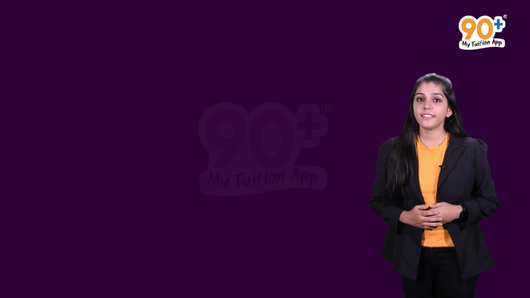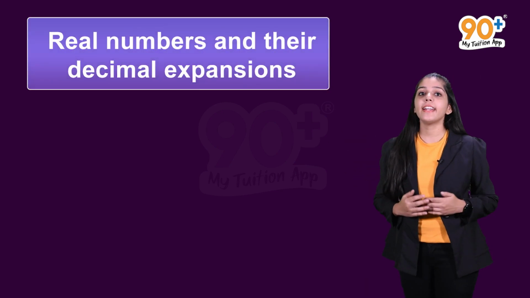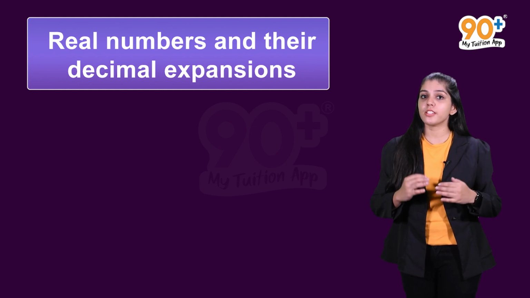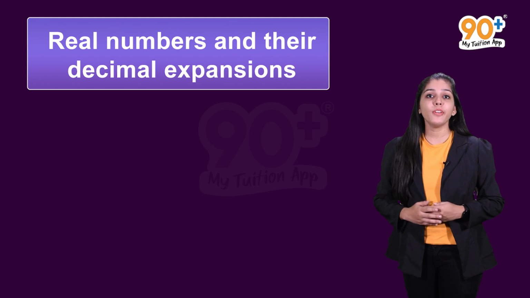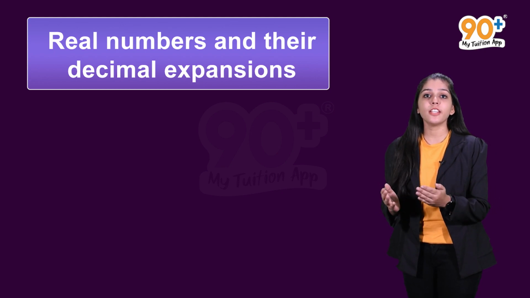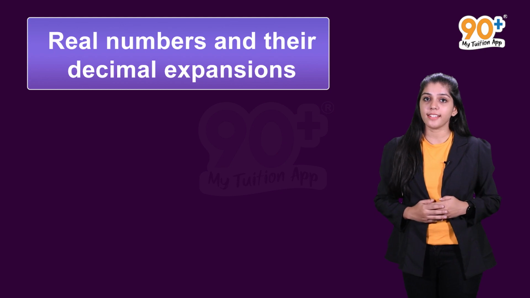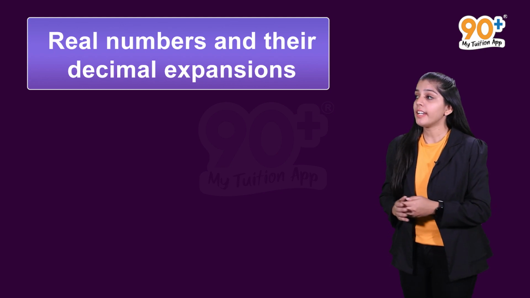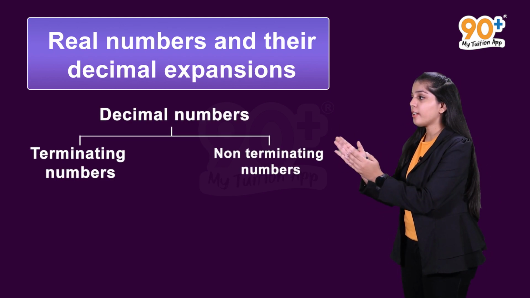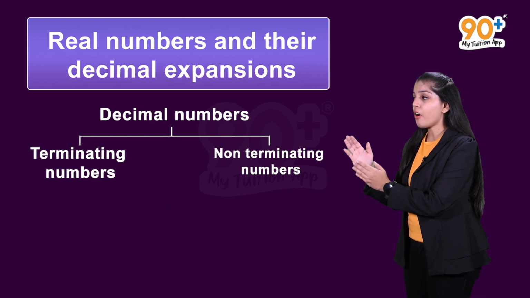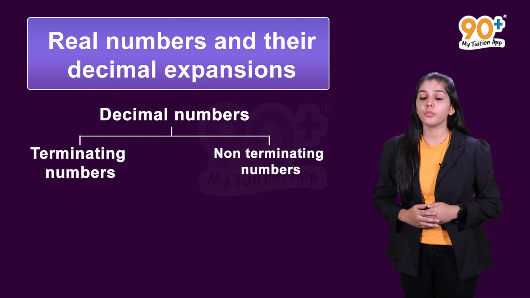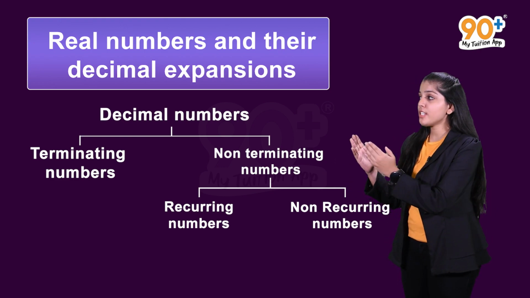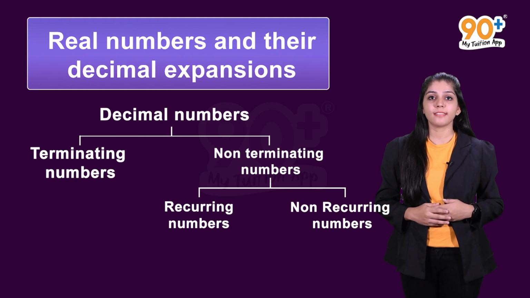Let's move to our next interesting concept, real numbers and their decimal expansion. In this section, we will look at the decimal expansion of a real number and see if we can use this expansion to distinguish between rationals and irrationals. Whenever a real number is converted into a decimal number, we get terminating numbers and non-terminating numbers. And these non-terminating numbers further lead to recurring numbers and non-recurring numbers. Let's study each one of these with the help of examples.